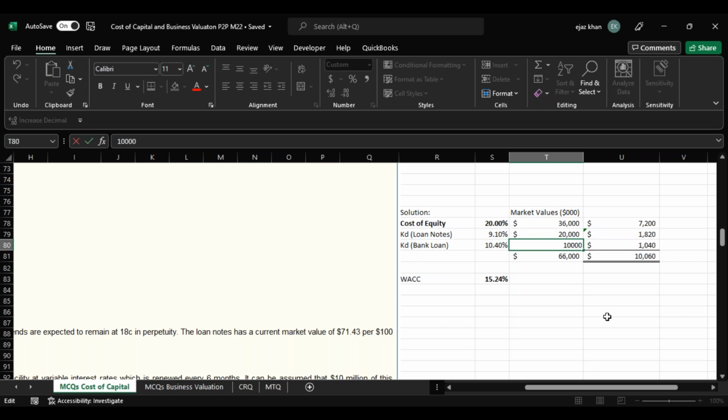Mahin, for bank loan, we don't need to calculate the market value because it's not a tradable debt. Therefore, the face value of the loan, the book value, is what should be used.